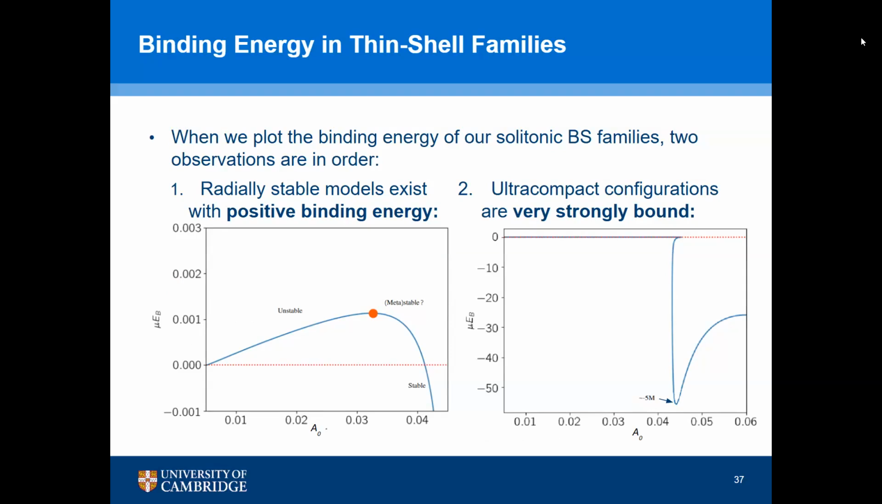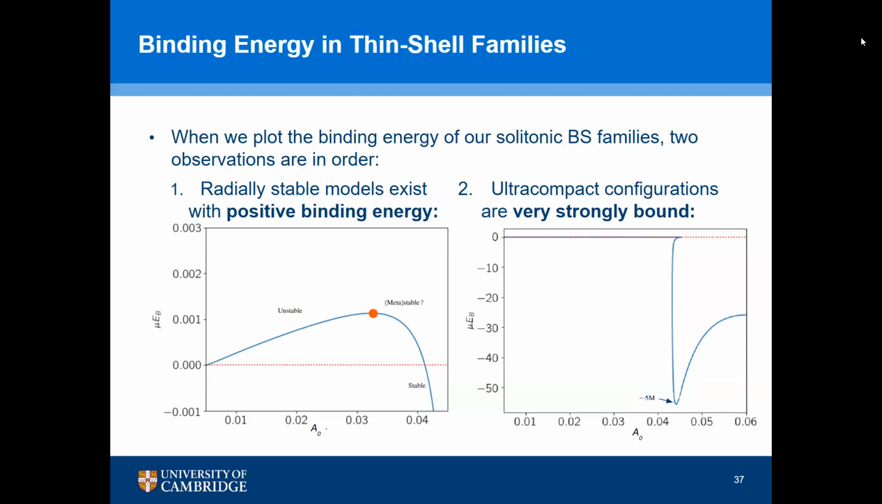So first of all, if you zoom in right on the transition between the first unstable branch and the second stable branch, you'll see that there are actually some models where you have perturbative stability, but positive binding energy, as you expect in instability diffusion.